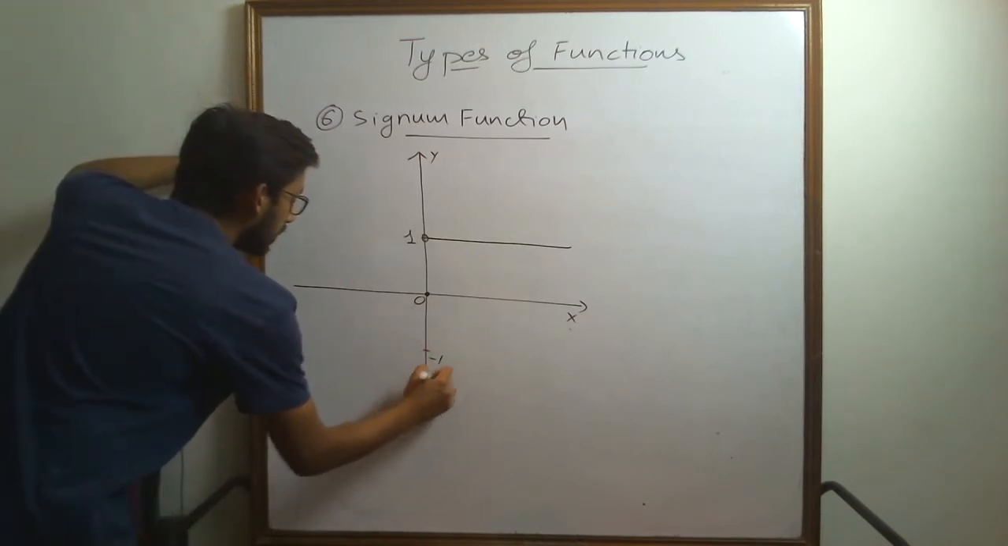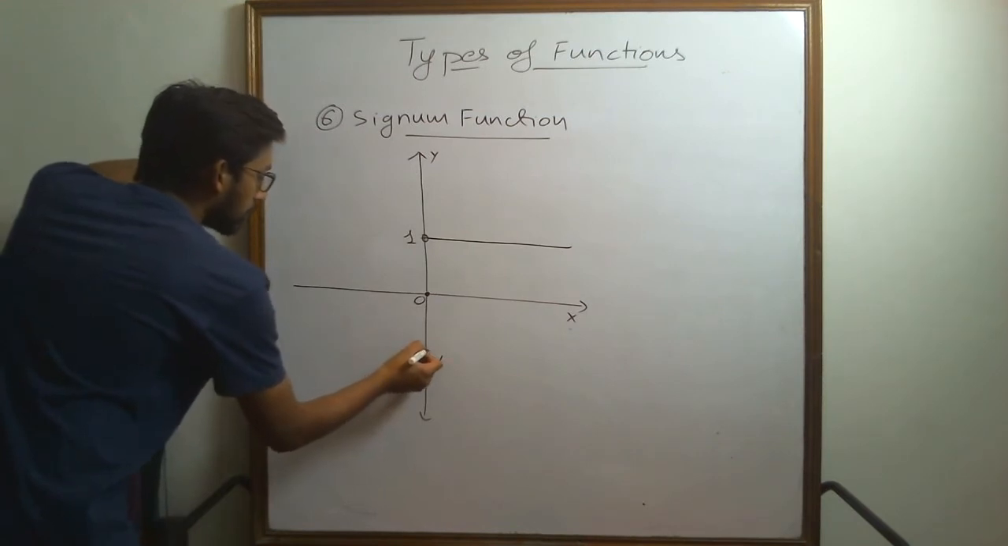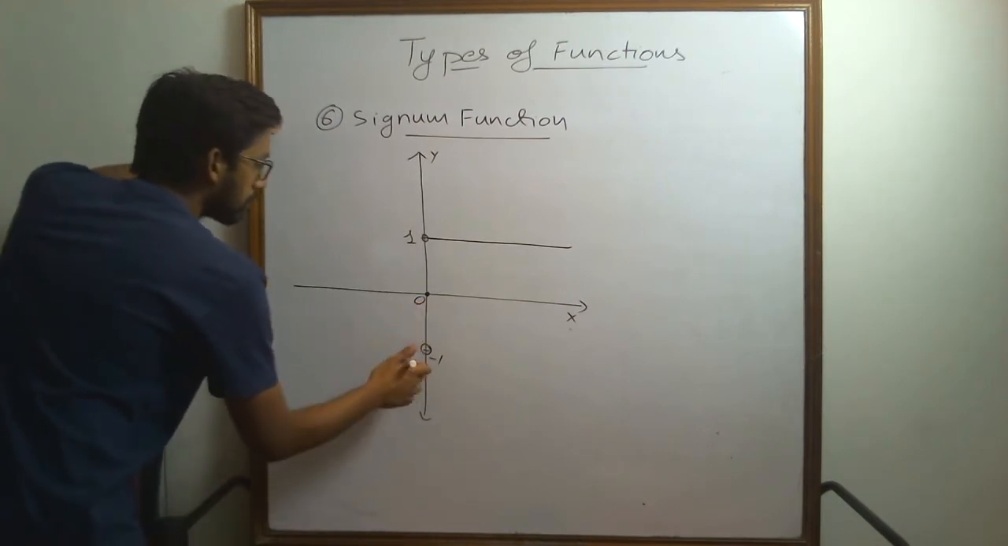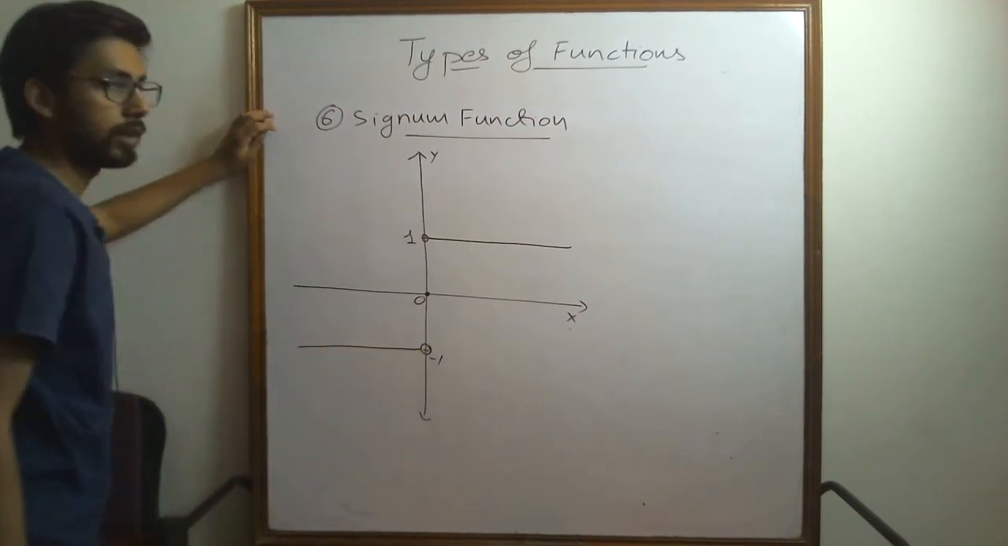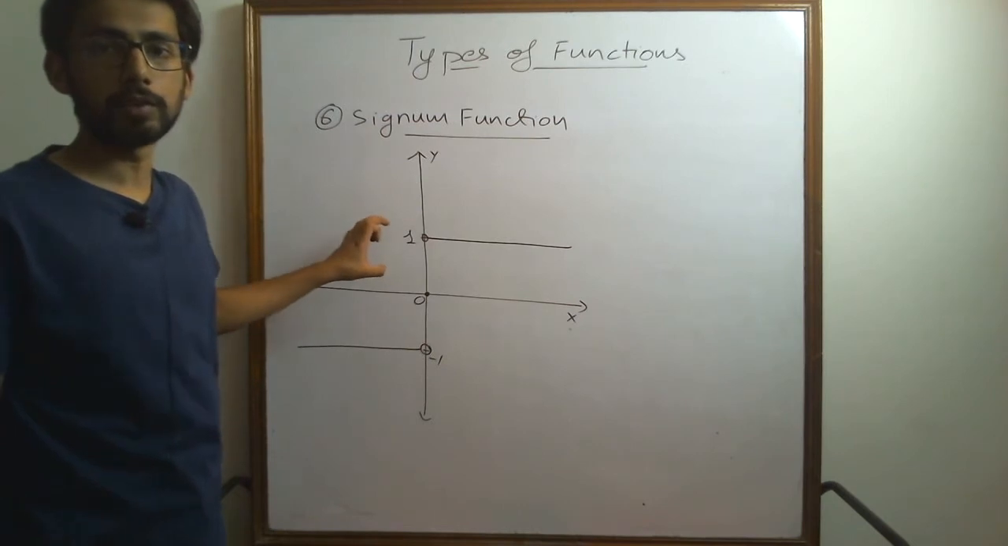And when x is negative, then y is equal to minus 1. So we will again make a small circle here, which means that minus 1 is not included when x is equal to 0, and then we will make a solid line for all negative values of x. So this is the graph of the signum function.